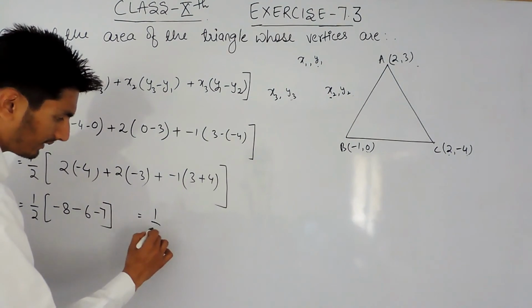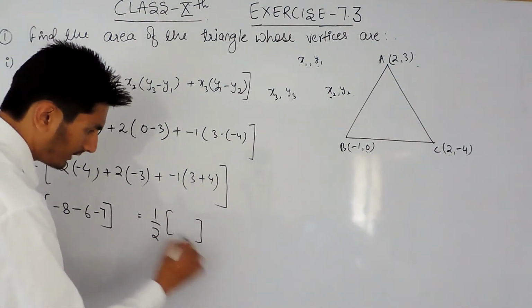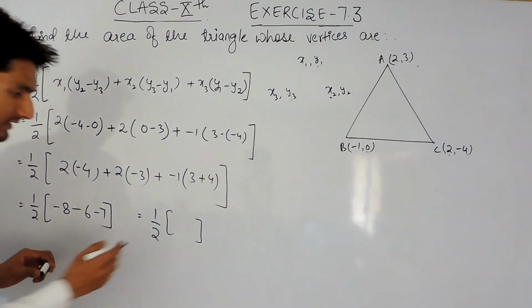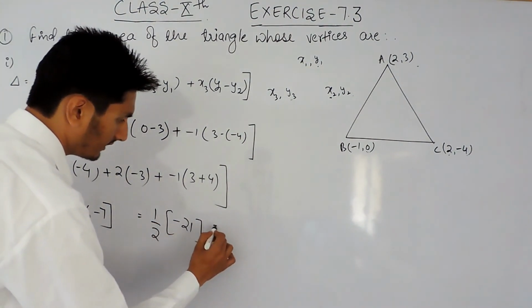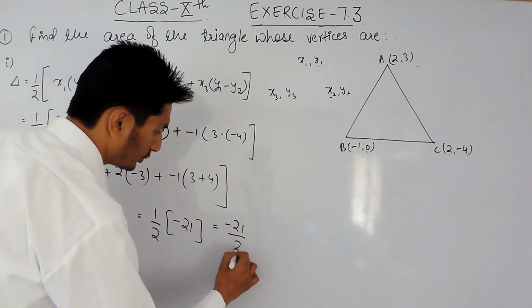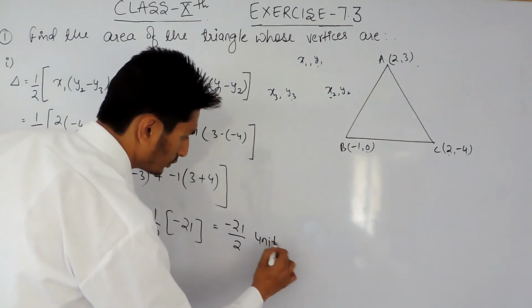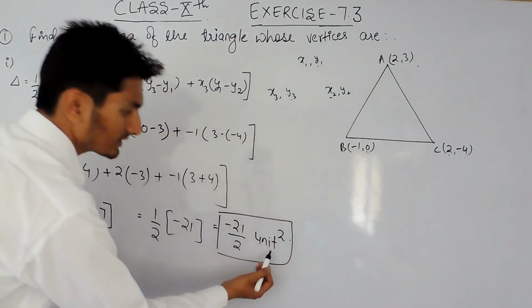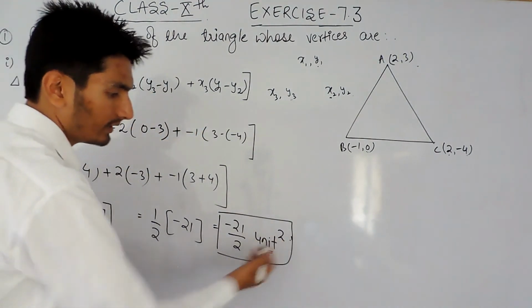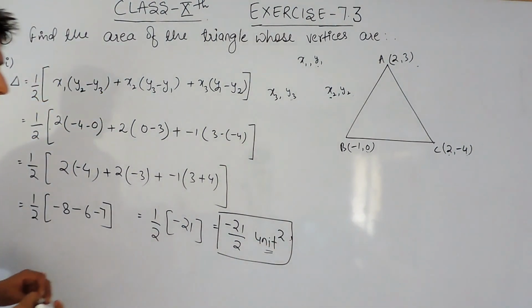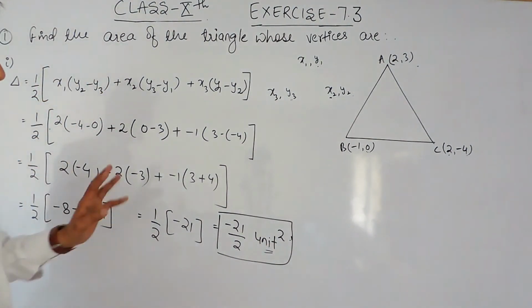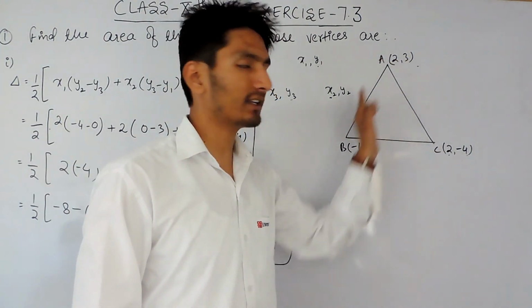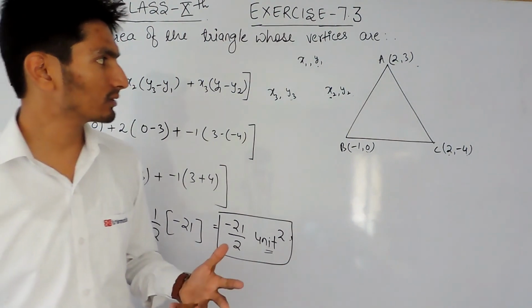Now solve this further. Half will remain as it is, and inside the bracket 8 plus 6 is 14 and 14 plus 7 is 21. So it will be 21 upon 2 unit square. Because this is area, the unit will be square. So 21 upon 2 unit square will be the area formed by joining these three vertices. So this is how you can solve this question.